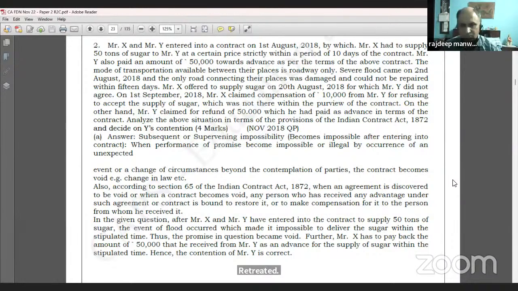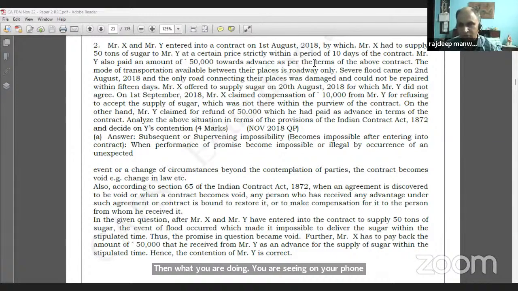Her mother is telling her to take a printout. She didn't take the printout of the revision material. Madhumita, why didn't you take a printout? Sir, I had gone to college today, so I didn't have time to take a printout of this. Then what are you doing? You are seeing on your phone. Yes, sir. That is why by mistake my mic was on.